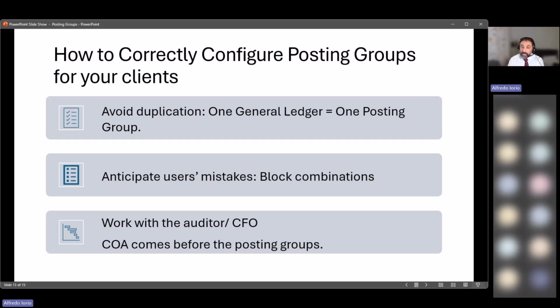So avoid duplication. If you need to hit one general ledger only, accounts payable, accounts receivable, revenues, right? Inventory, cash at bank. If it's one ledger, use one posting group. There is no reason to duplicate, to have customers and domestic customers, EU customers, if you want the transactions to hit the same ledger, because there's no other benefit of doing that. So avoid duplication. It will make your life easier and it will make your client life easier.